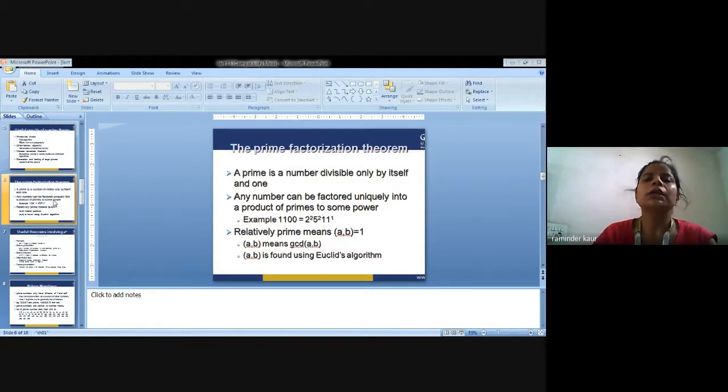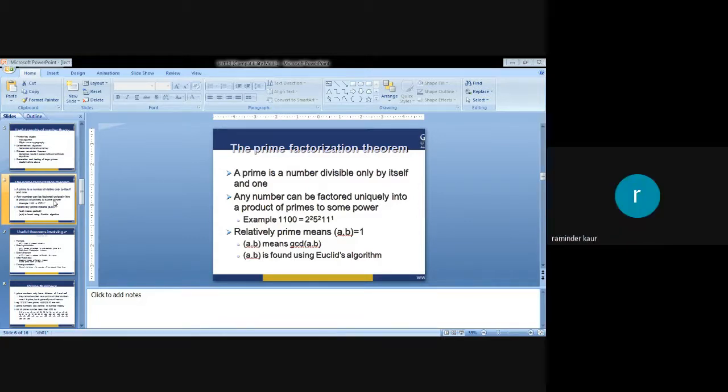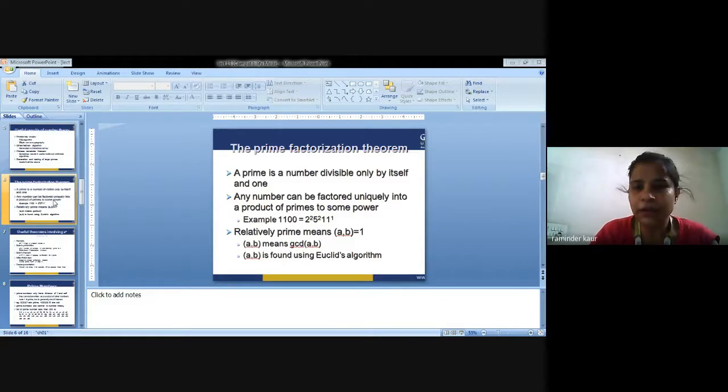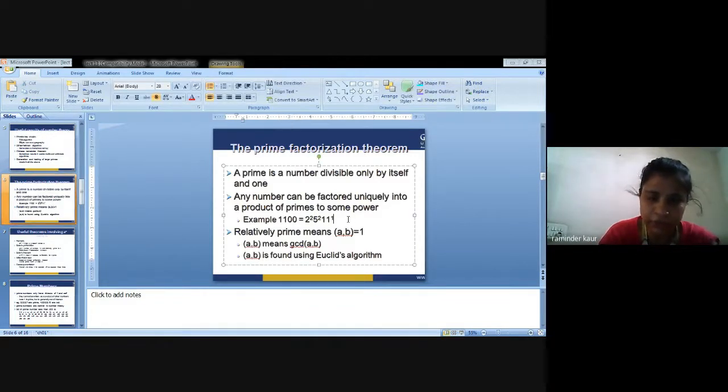Next is the prime factorization theorem. I already discussed factorization theory. That is based on primes, meaning decomposition. So a prime is a number that is divisible only by itself and 1. Any number can be factored uniquely into a product of primes to some power. For example, how could 1100 be arranged in such a fashion.